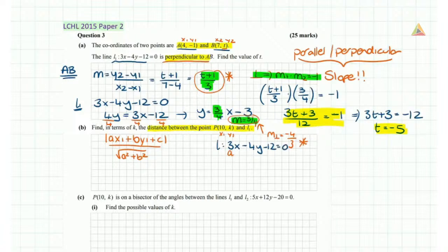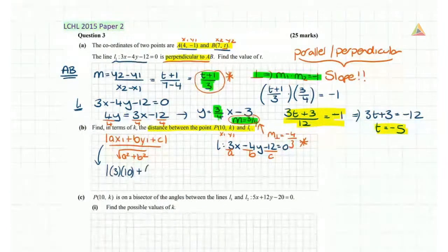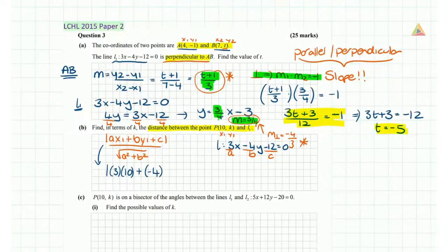So that's going to be my a, my b is minus 4, and my c is going to be minus 12. And it's a matter of just subbing in straight into this formula. So it's going to be the absolute value of a is 3 times x1, which is 10, plus b is minus 4, times y1, which is k, plus c, so that's going to be plus minus 12, over the square root of a squared plus b squared. So that's going to be the square root of 3 squared plus minus 4 squared.